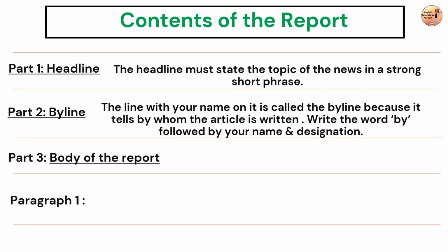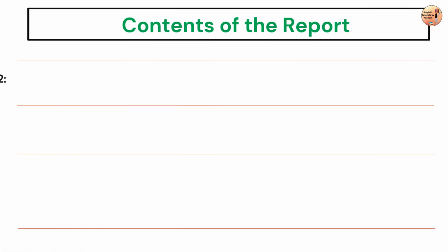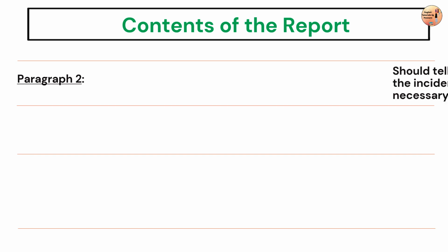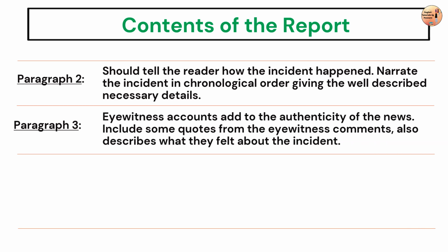The body of the report is divided into 3 or 4 paragraphs depending upon the word limit and marks assigned. Paragraph 1: the first paragraph usually answers the questions who, what, where, when, why, and how. The second paragraph should tell the reader how the incident happened, narrating the incident in chronological order, giving the well-described necessary details. Paragraph 3: eyewitness accounts add to the authenticity of the news. Also, they may interest the reader.